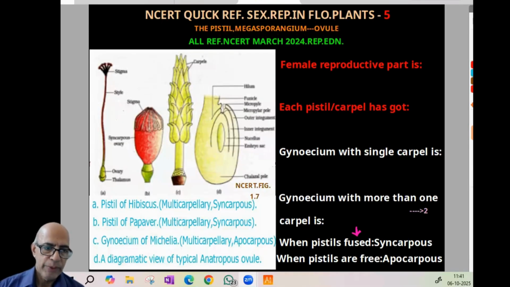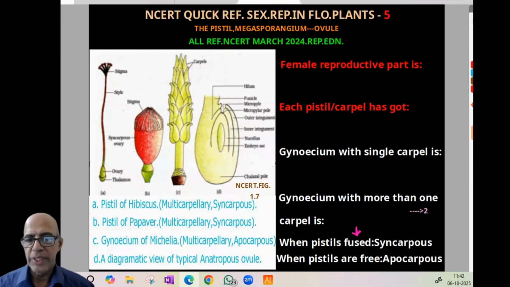Under this series, NCERT quick reference, we are dealing with sexual reproduction in flowering plants, 5th part. Detailed notes I already published on YouTube. This is for quick reference theory as well as the NEET exam. For convenience, I will share the screen so it will be easy for you. Many statements I wrote there, so to save time, I will share the screen. I think the screen came, so we can proceed. NCERT quick reference, sexual reproduction in flowering plants, 5th part. The female part we will be discussing: Pistil, Megasporangium, Ovule. All references are based on the NCERT March 2024 reprinted edition.